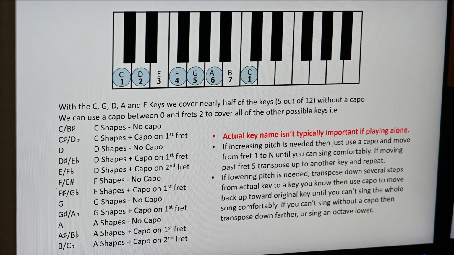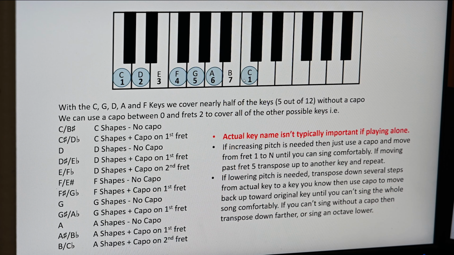If I know some more shapes, maybe the C, D, F, G, A shapes, so I know 5 of the 7 shapes, then I can move my capo only to fret 1 or 2, and I can play in every possible key. The actual key name probably isn't typically important if you're playing alone on the guitar and just accompanying yourself or accompanying a singer.